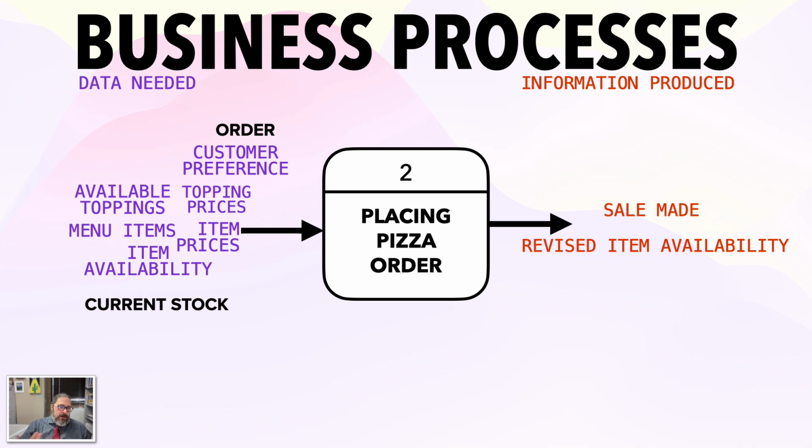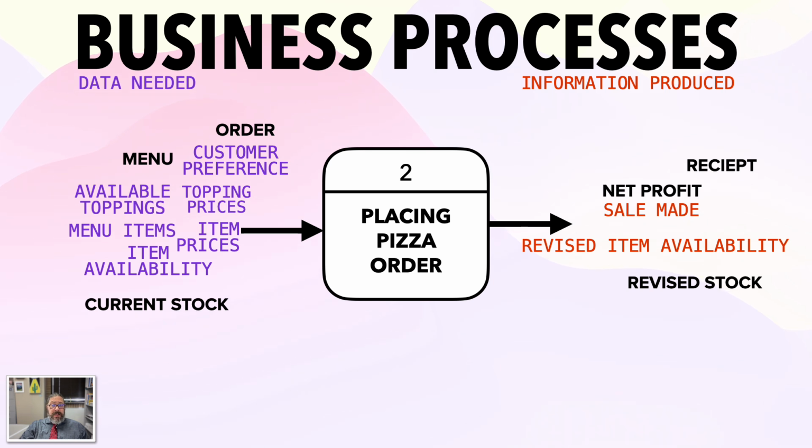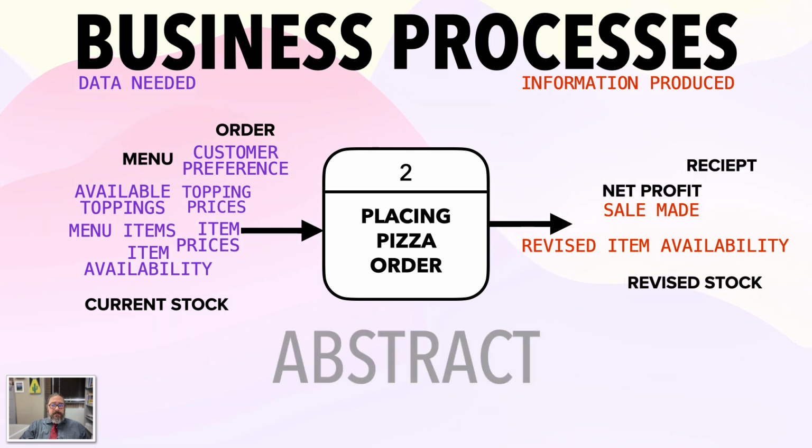reword these a little better, summarize them somewhat. There's some data about orders, some data about menus, information produced is a receipt, and revised stock, as well as how much profit the business has made.